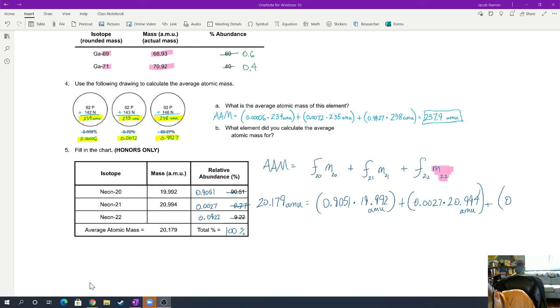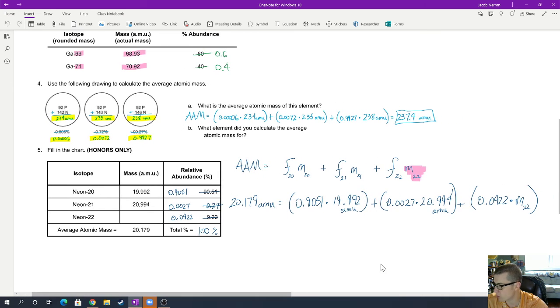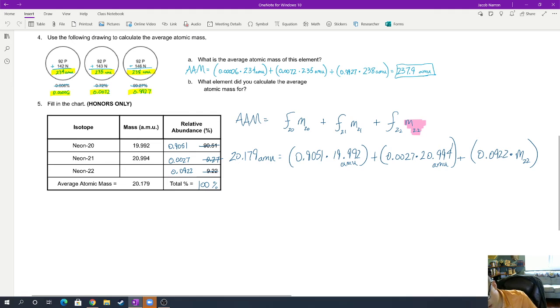0.0922 times, we don't know. We know we're looking for that mass. So that's actually what we're solving for. All right, let me give it a second to catch up to me so you guys can see what I'm going to do. There we go. Thanks, OneNote. Let me center this a little bit better. Scoot over just a bit. There we go. So we're looking for mass of 22.